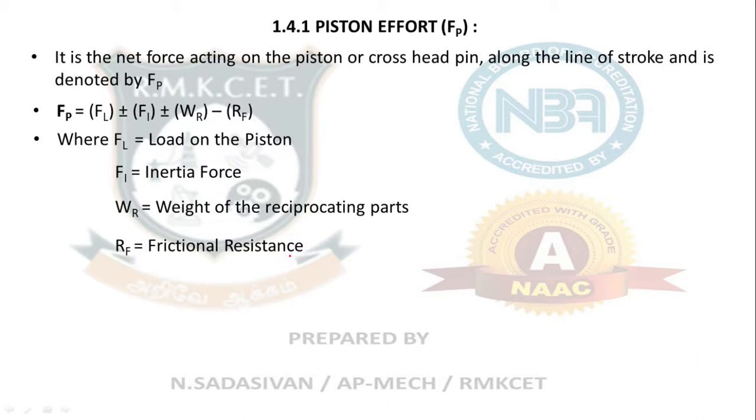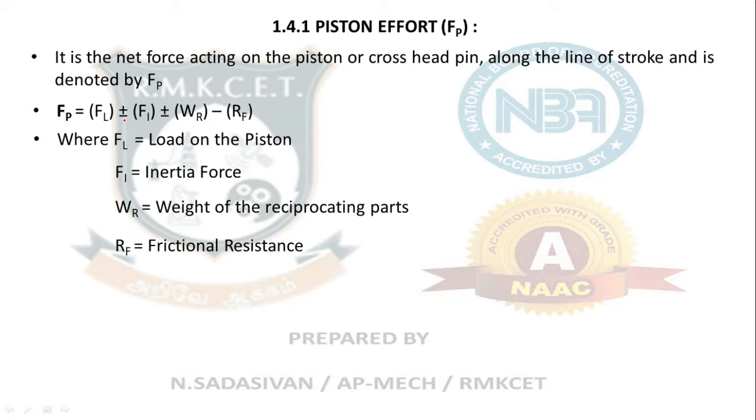If you carefully look into the formula, you can see that I am not having just a plus or just a minus, I am having plus or minus, which means the general formula does not tell you this. Friction is always minus, no problem, but for the other two terms, inertia force and the weight of the reciprocating parts, it is not clearly indicated whether you have to put a plus or a minus. It is left to the judgment of the person solving the problem whether to use a plus sign or a minus sign.